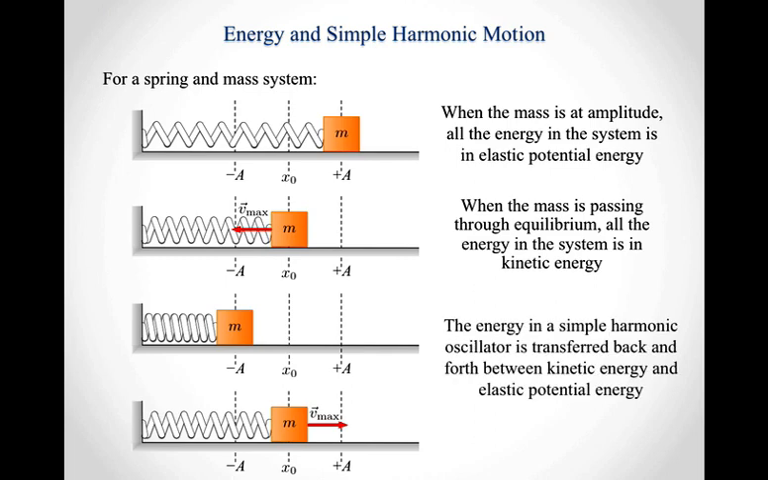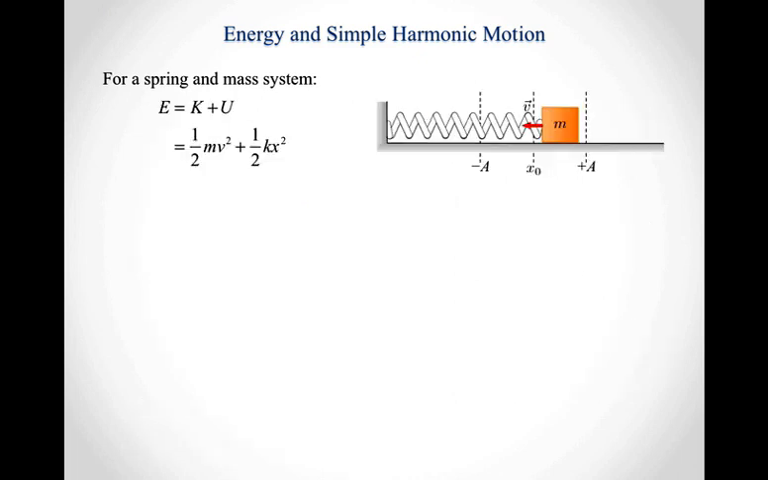And so fundamentally, that's what's going on in simple harmonic motion: the energy of my simple harmonic oscillator is being transferred back and forth between kinetic energy and elastic potential energy. So it's entirely elastic potential energy when it's at the amplitudes. It's entirely kinetic energy when it's at equilibrium.